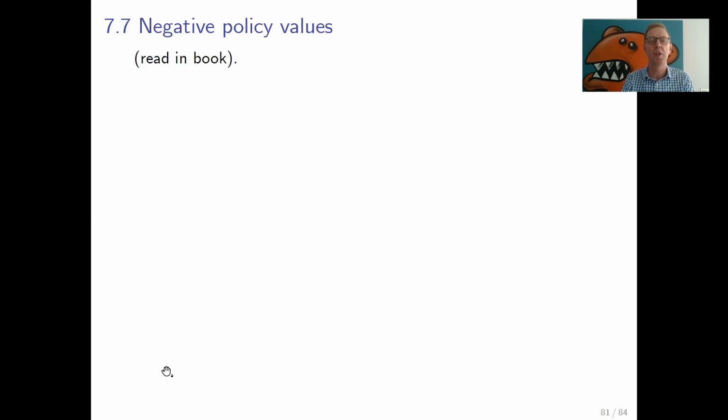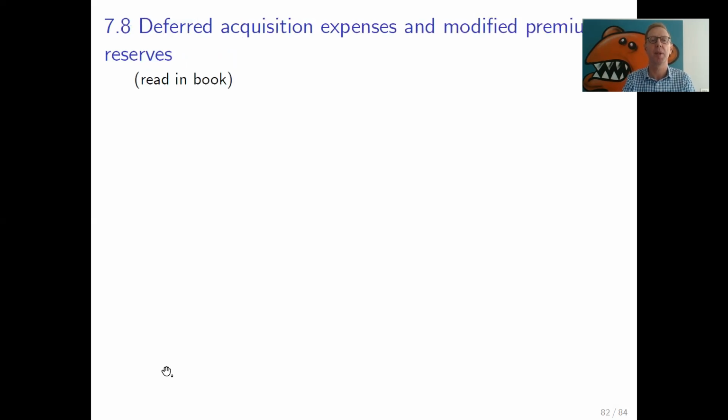Then there is also a section about negative policy values. So far, we always assumed, or we always found, that our policy values were positive. That means that the insurer has a positive liability towards the client. What to do in case of negative policy values? Read this also in the book. Then there is also a section on deferred acquisition expenses and modified premium reserves. If the acquisition expenses are not all paid at time zero, but eventually later, how can you tackle that kind of problem? Please also read that in the book.